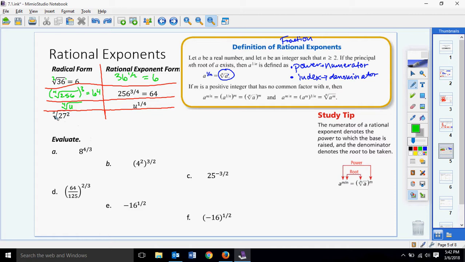Down here, I'm taking the cube root of 27 squared. Okay, so this 3, does it become my numerator or my denominator? Well, since it's the index, it's going to be my denominator. 2 is my power, so it's my numerator. So I have 27 to the 2/3. Now both of those would actually equal 9.